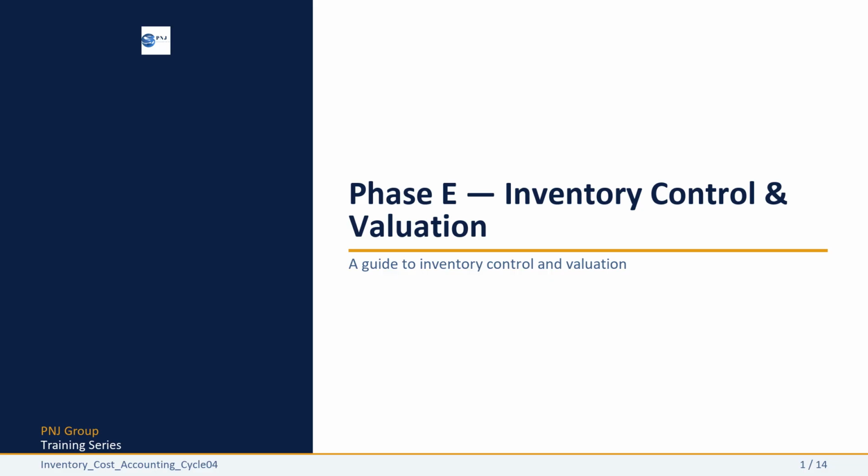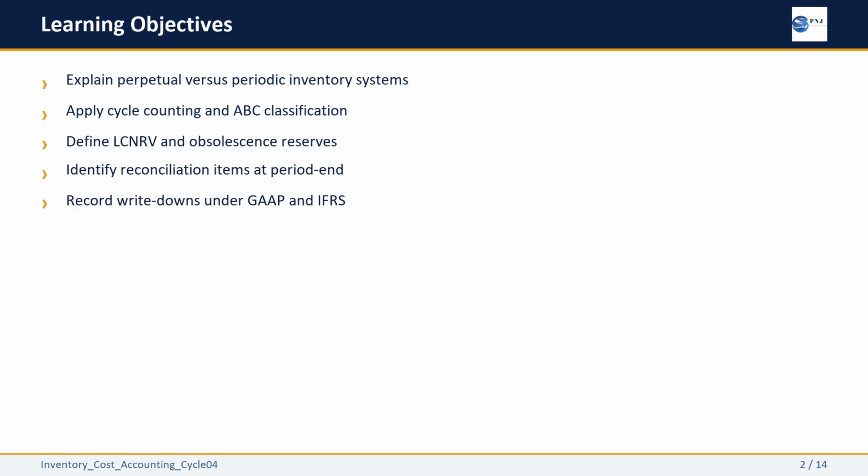Let us begin. Here is what you will be able to do by the end of this section. You will explain the difference between perpetual and periodic inventory systems and know when each fits. You will apply cycle counting using ABC classification to focus effort where the value sits. You will define lower of cost or net realizable value, or LCNRV, and build an obsolescence reserve by age. You will identify the reconciliation items that hide at period end, like goods in transit and the GRIR account. And you will record write-downs correctly under both GAAP and IFRS.